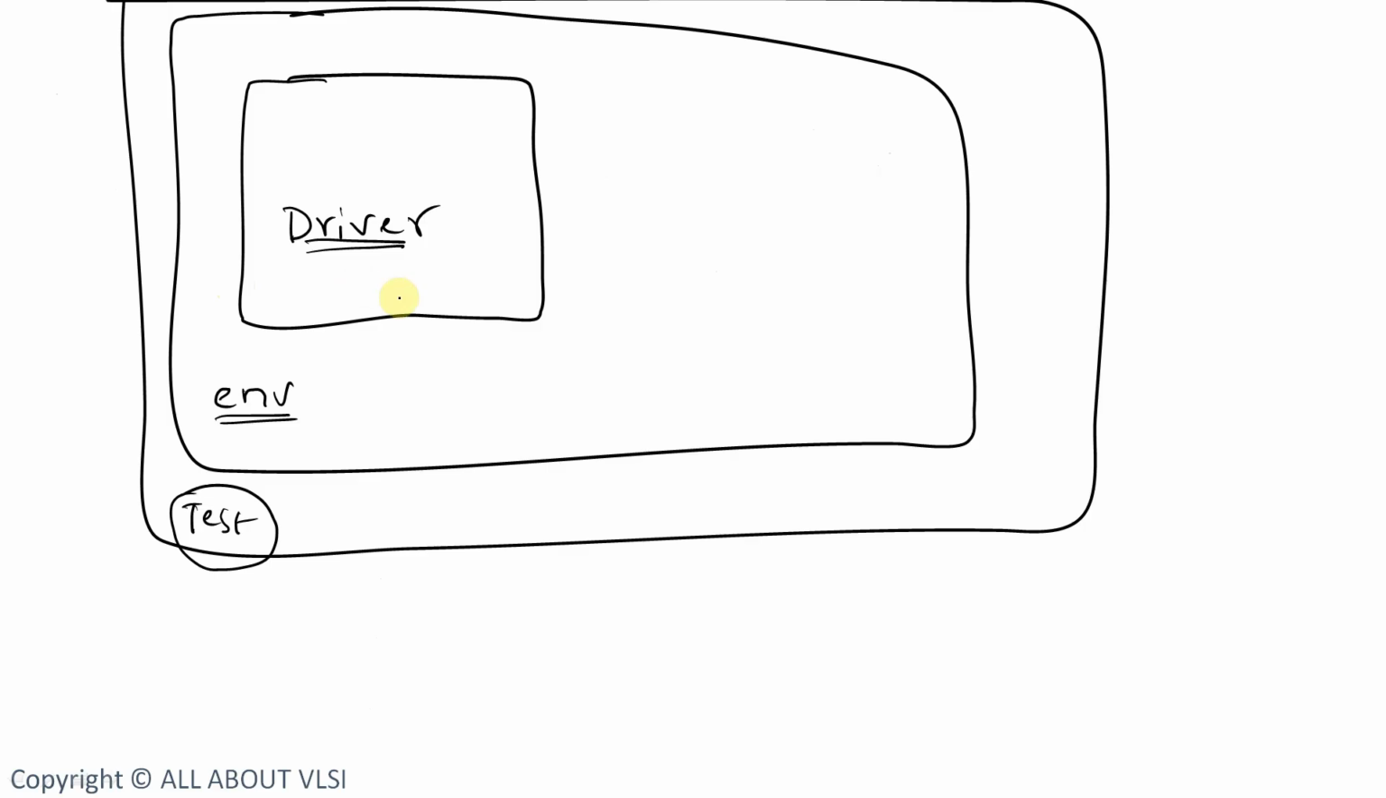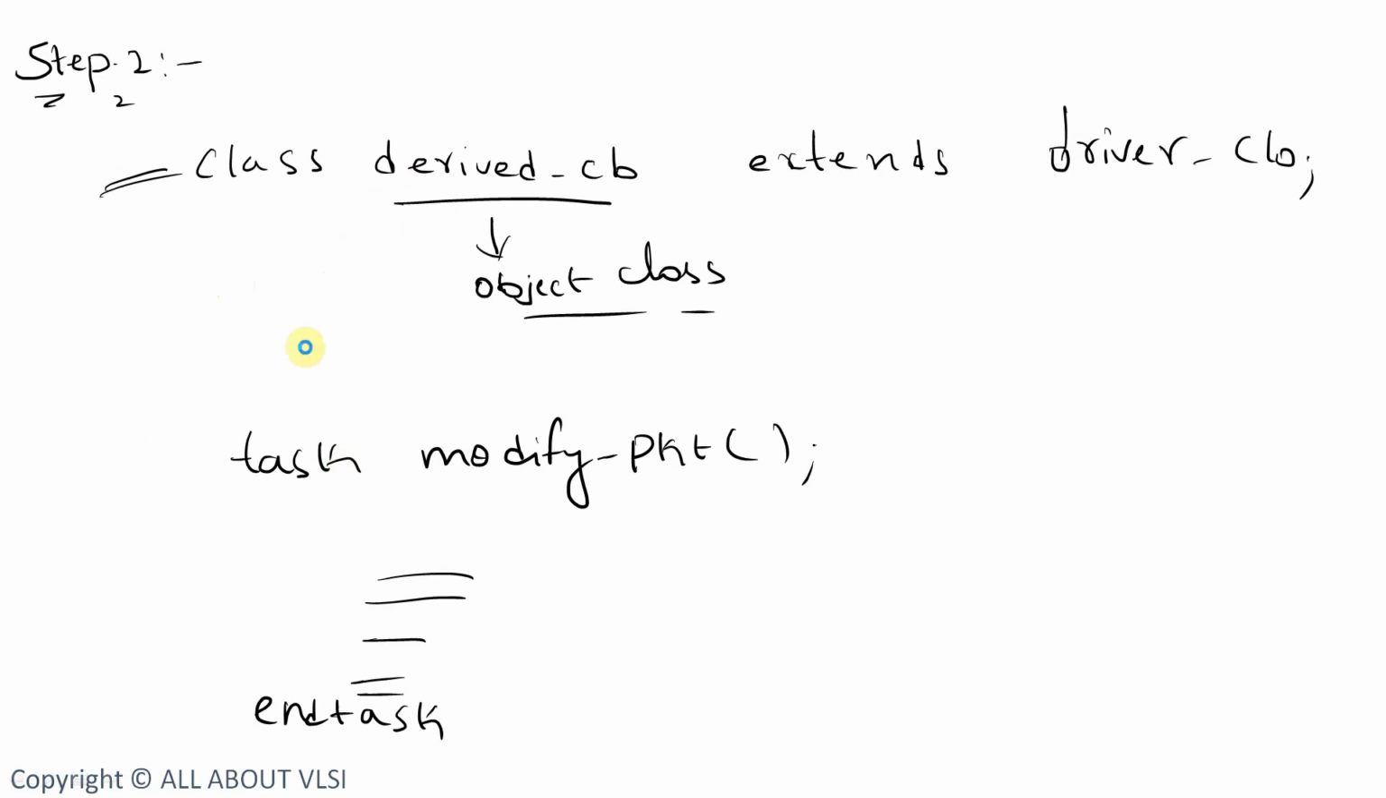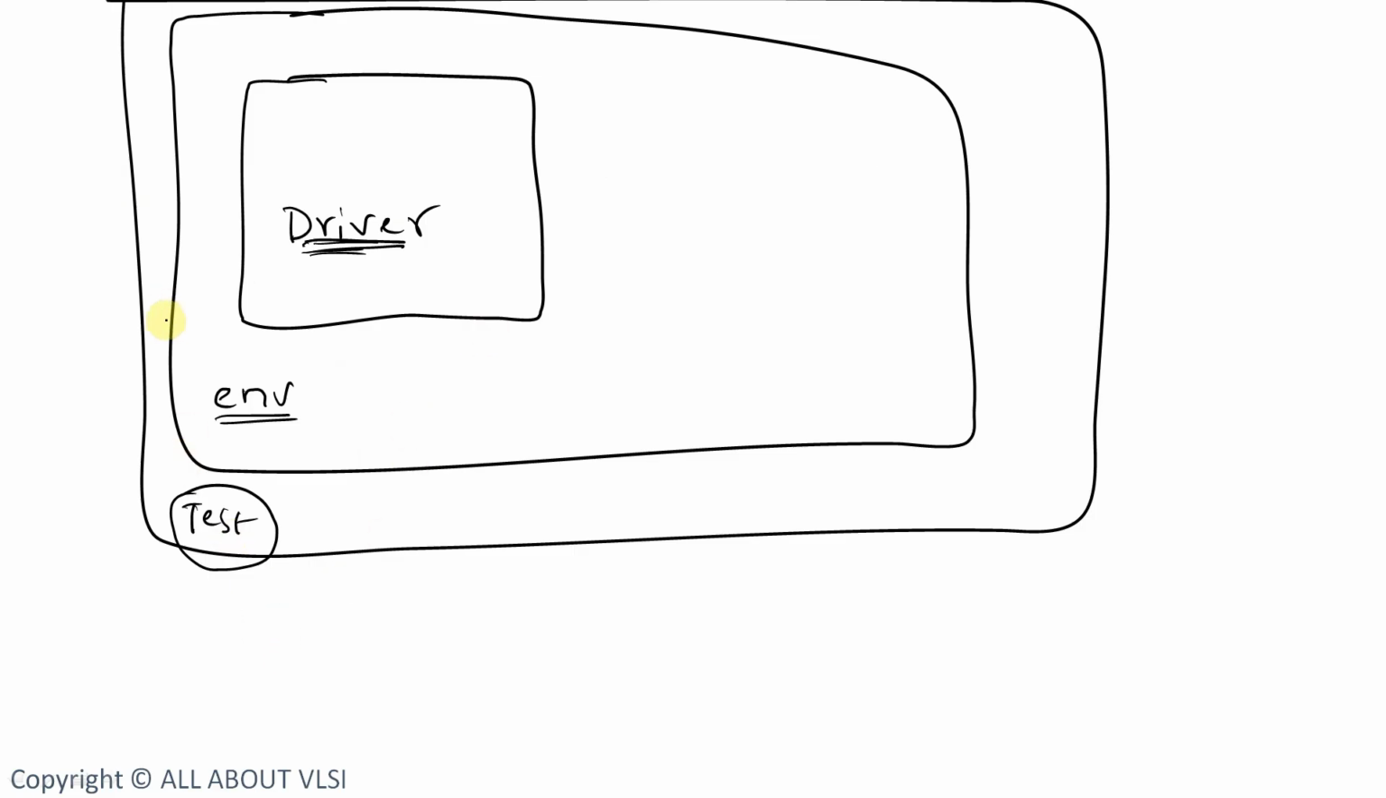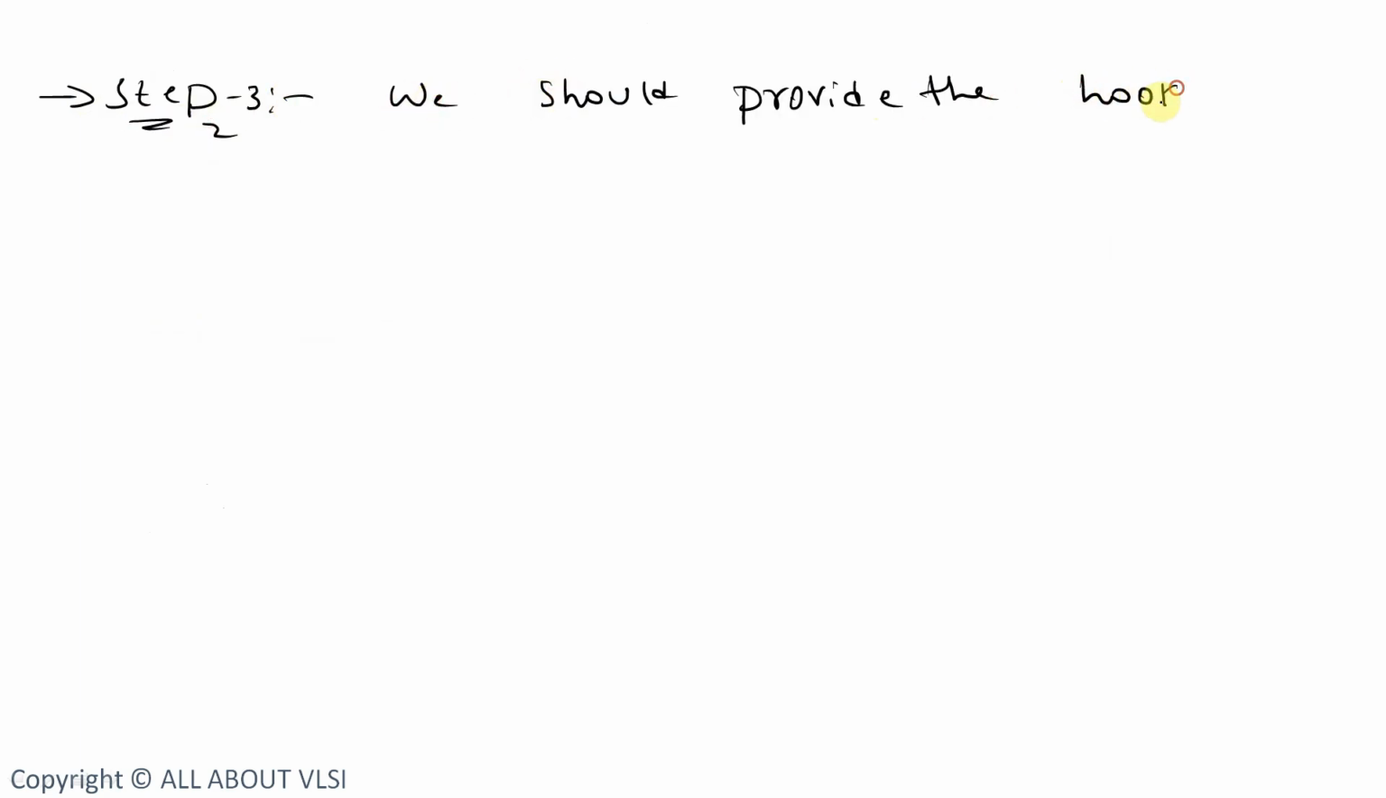Now, you can basically add the functionality in this driver using this class. How to add this? In the driver class, step 3, we should provide the hook. How to provide the hook? We can provide the hook by using this macro, which is known as `uvm_do_callbacks`. And what is the component name where this callback hook is present? That is in the driver class.